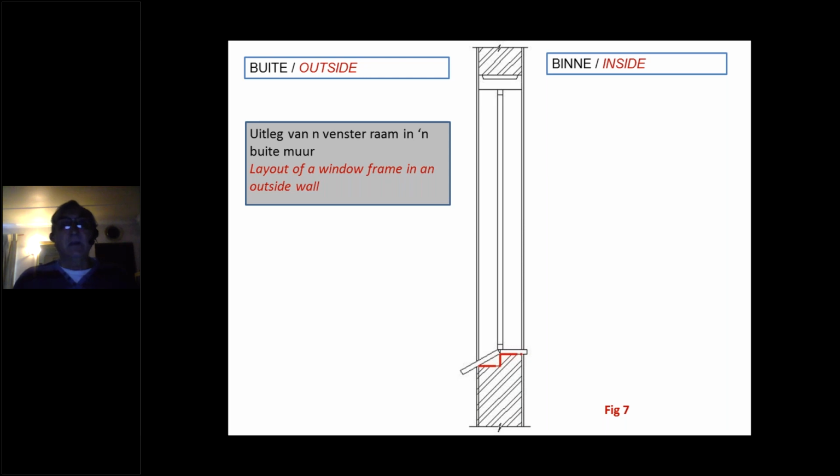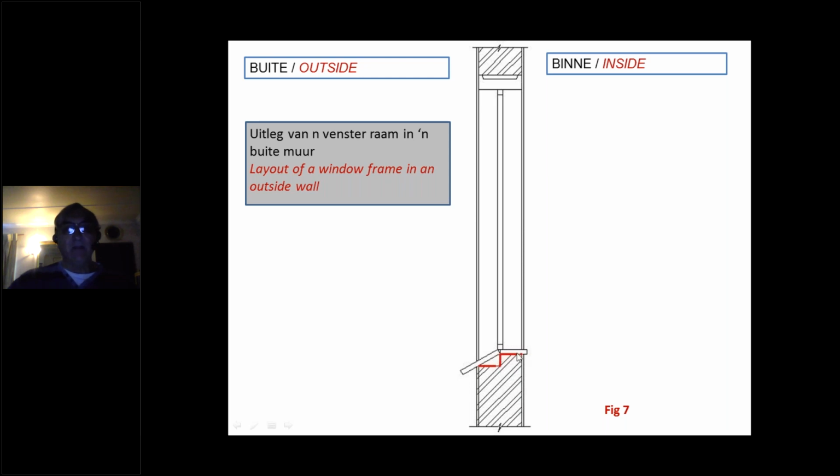Now, just a few finer points on where a door or a window is put into an outside wall. This side is the inside of the room. That's the outside of the room. In this case, they said there is a vensterbank, or a window sill.